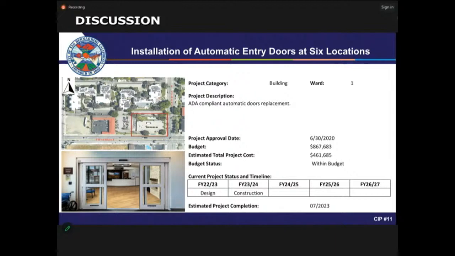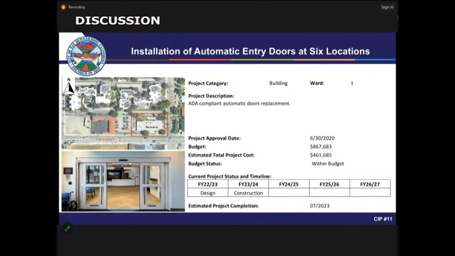The installation of automatic entry doors at 6 locations. This project is to incorporate some ADA compliant automatic doors at 6 facilities. This is a CDBG funded project and it's ongoing, almost completed. We're expected to be done by July of this year.